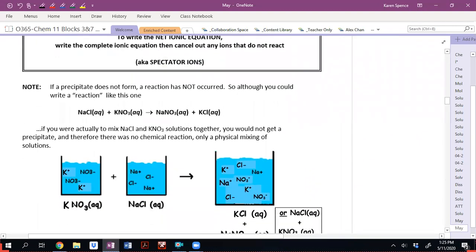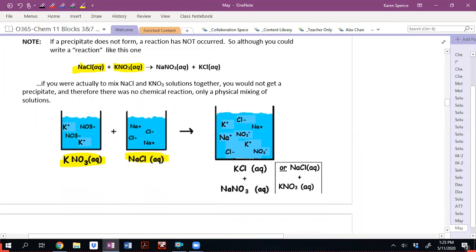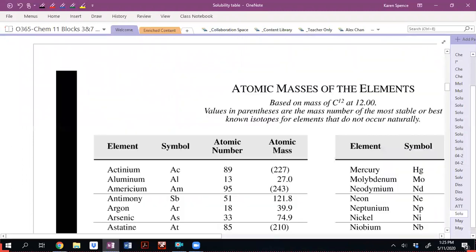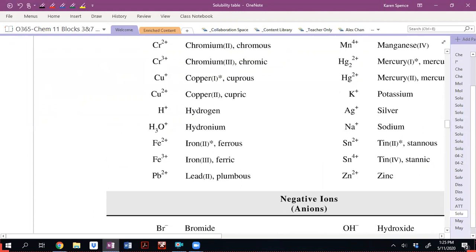Now, you might get a reaction like this one. I have some sodium chloride, okay, and I have some potassium nitrate. All right, and I mix them together, and if I go to my solubility table, oh, is that the one? Yeah, it is. Why is it in the wrong place?